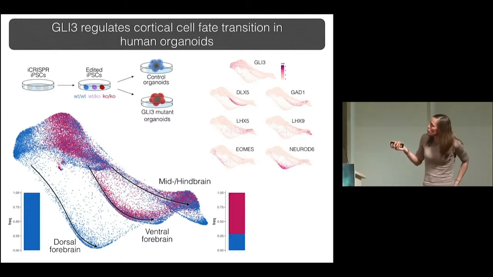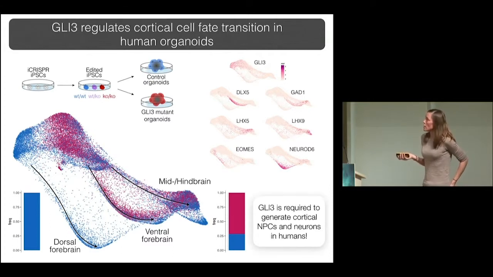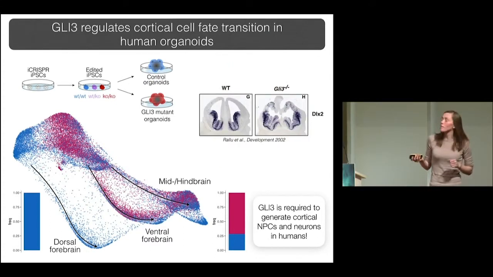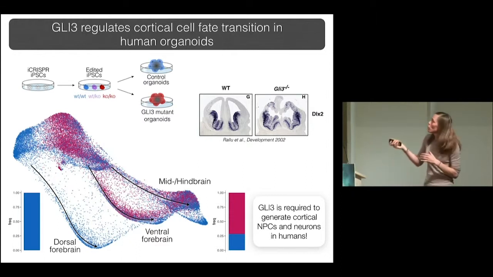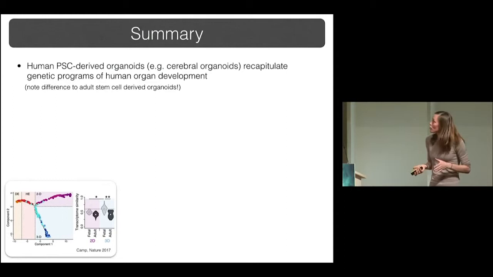And it was really striking that we don't see any mutant cells on the dorsal lineage, whereas they are very nicely represented on the other lineages. And so this really shows that GLI3 is required to generate the cortical neurons and progenitors. And this is, for those that know more about that, very consistent with previous work in the mouse, where knockout of GLI3 really reduced the size of the cortex and made ventral forebrain cells migrate into the dorsal area. And so generally, we are very excited about these organoid systems.